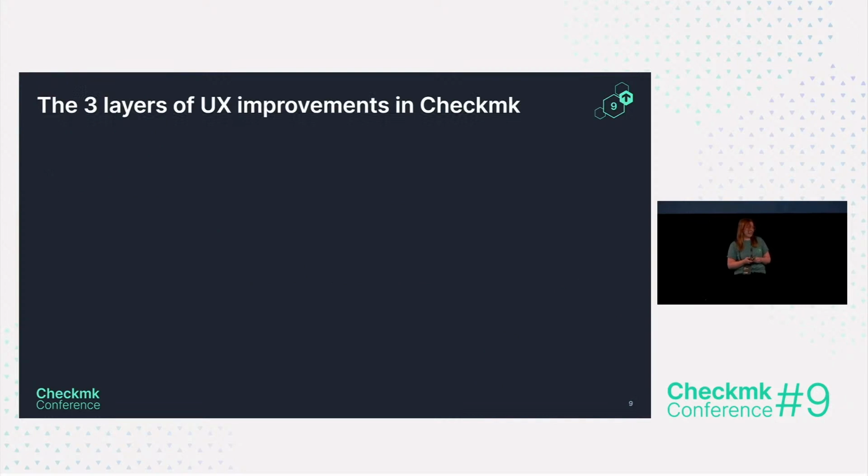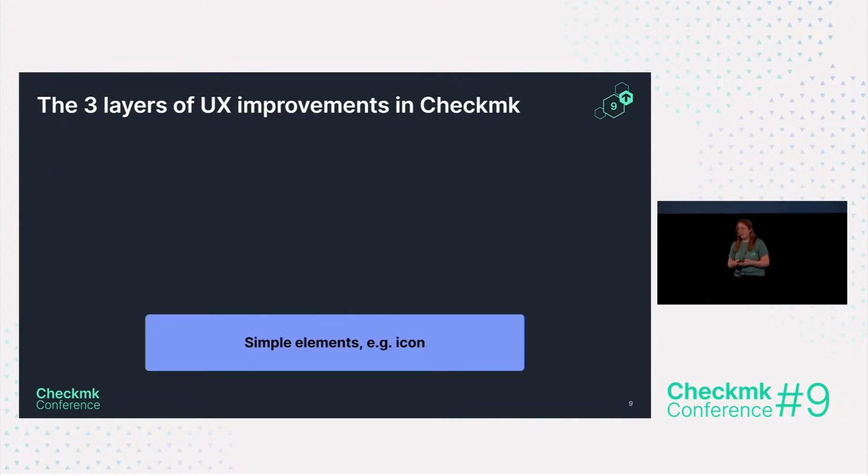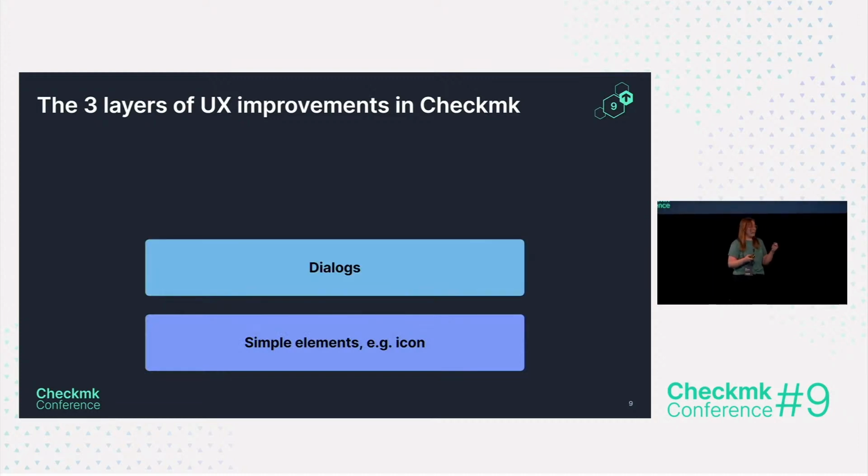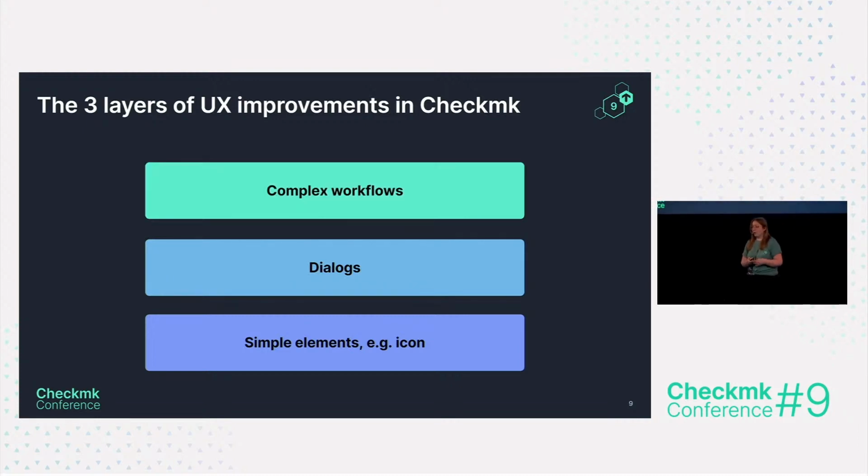We will address this on 3 different layers. The first one are simple elements, our smallest units, for example, icons. The second ones are dialogues, like a confirmation dialogue when deleting a host. And the third one are complex workflows, like setting up AWS monitoring, which currently takes you on quite a journey throughout Checkmk. And this is of course very theoretical. I want to show you some examples of what we already achieved in the 2.2.